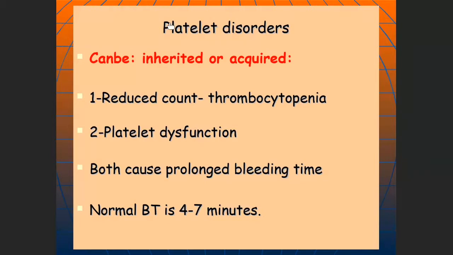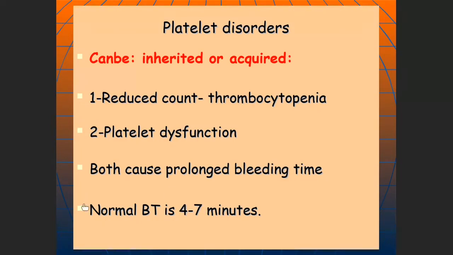Platelet disorders. Again, platelet disorders can be inherited or acquired. Whether inherited or acquired, they can be in the form of reduced count or thrombocytopenia or platelet dysfunction. Both reduced platelet count, thrombocytopenia, and dysfunction give rise to prolonged bleeding time. The normal bleeding time is between 4 to 7 minutes. Okay, this is a normal bleeding time.